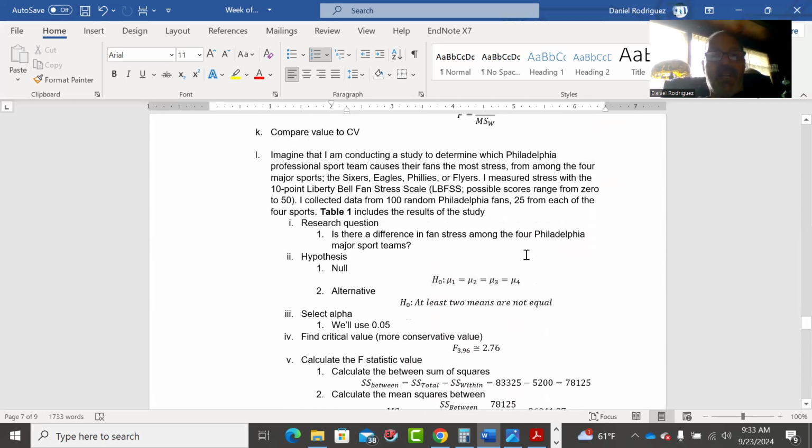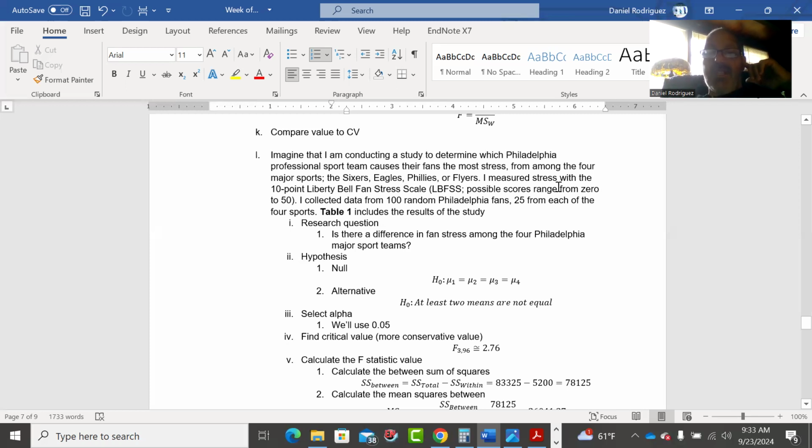All right, so imagine that I'm conducting a study to determine which Philadelphia professional sports team causes their fans the most stress. For those of you who are not from Philadelphia, we have teams here as well as all cities. From among the four major sports, you have the Sixers, the Eagles, the Phillies, or the Flyers. This is, of course, a fictitious example.